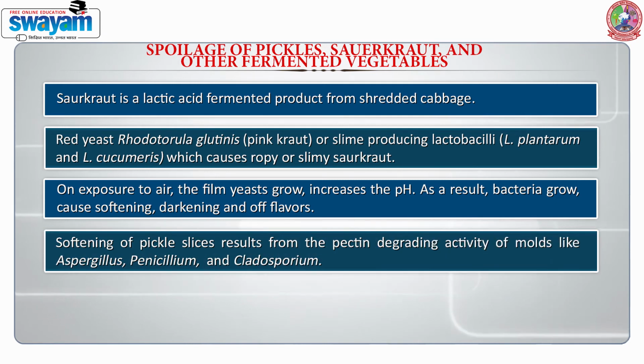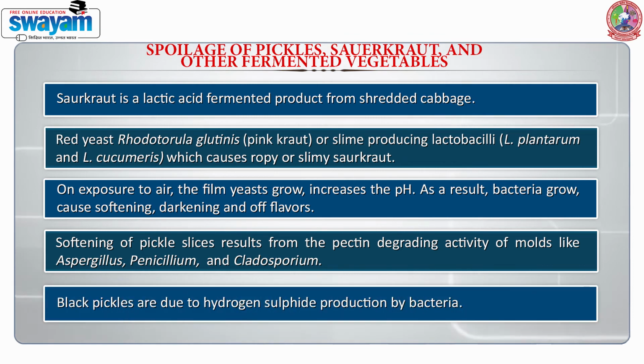Softening of pickle slices results due to degradation of the pectin, and this degradation is brought about by the activity of molds like Aspergillus, Penicillium and Cladosporium. Sometimes you must have observed that the pickles are black, and the black pickles are due to the production of hydrogen sulfide, which is a product of bacterial action.